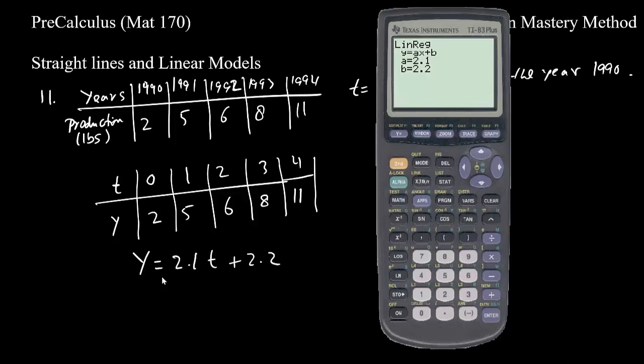I'm writing my equation like y equals, since my variable here is t instead of x, 2.1, that's my a value here, times t, plus b, which is 2.2. So this is the equation. You can go back here and type your equation: 2.1, I can use variable x in the calculator, plus 2.2, and then graph it. See that the straight line goes very close to the given points. So this is our best fit.